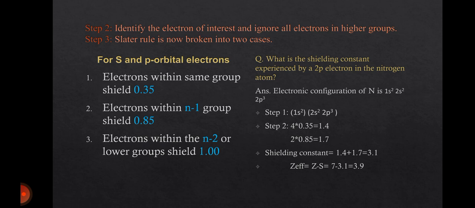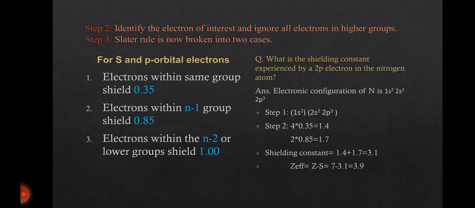The remaining n-1 group shields 0.85. The n-1 group is the 1s orbital. So there are 2 electrons which shield 0.85 each. We multiply 2 into 0.85, that is equal to 1.7. Now we add 1.4 and 1.7, that is the shielding constant. So the shielding constant is equal to 1.4 plus 1.7, which is 3.1.